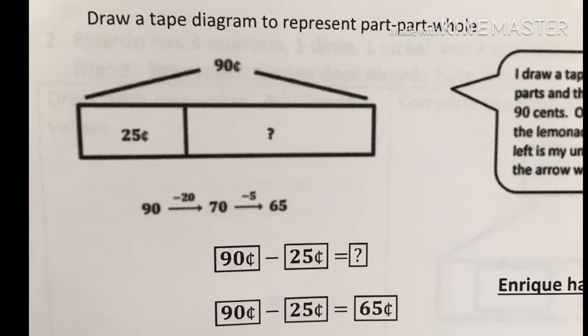Now in the middle we have the arrow way, which is just another way to subtract. From 90 you subtract only 20 to make it to 70, and then 5 more to make it to 65, which is the answer.